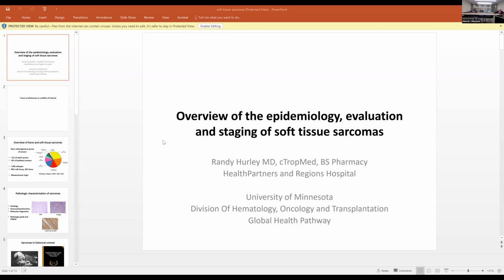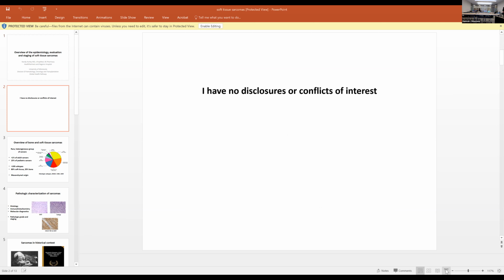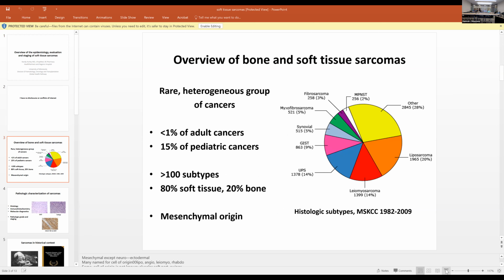Yeah, so my name is Randy Hurley, a general medical oncologist at Regions Hospital in St. Paul that has an interest in sarcomas. I also have a hobby in medicine, global health, and share that hobby with Dr. Dusenberry in terms of global cancer care. And I think what I want to do in the next 15 or 20 minutes is to try to get you excited about why you want to learn about sarcomas.